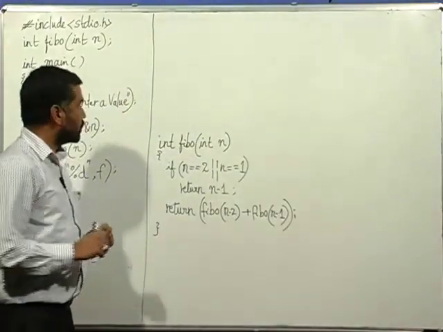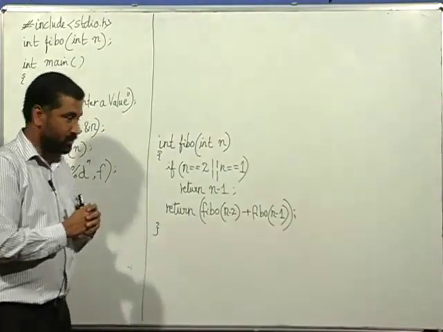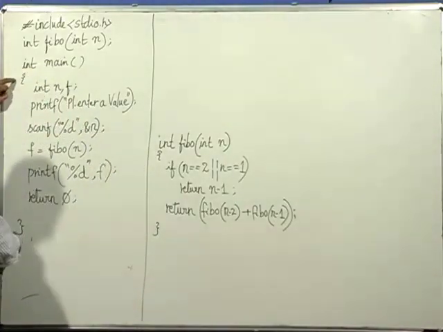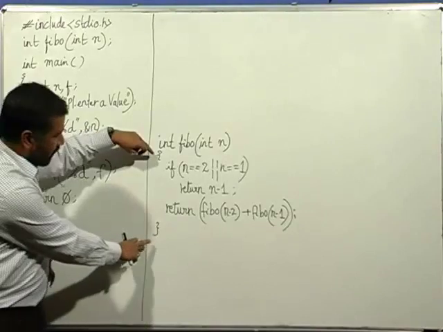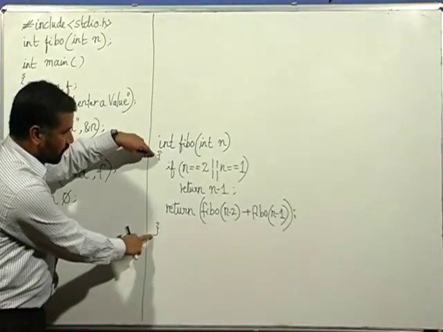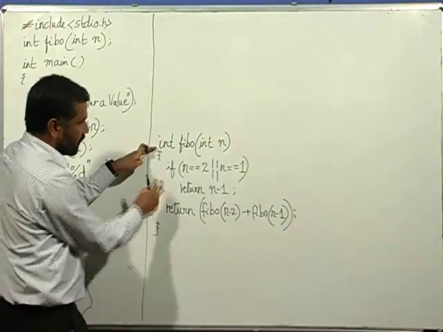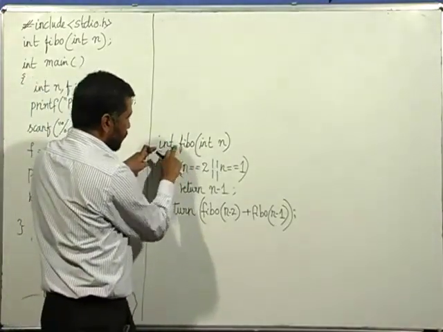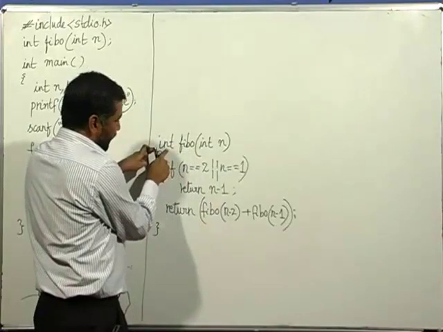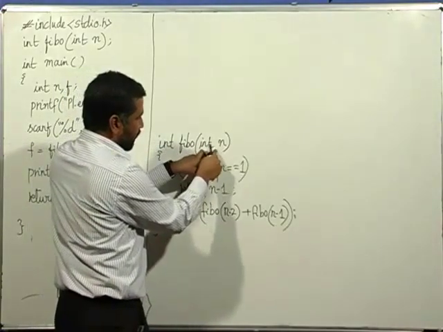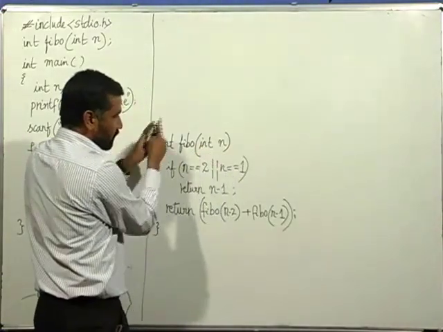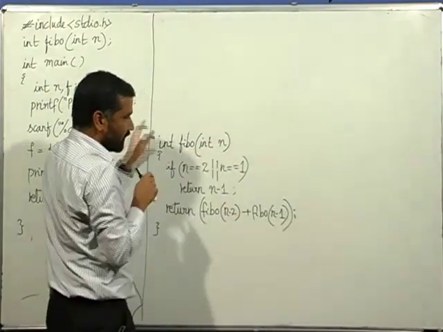Now I want you to see the organization of the functions. Main function starting here, ending here, a small recursive function to find out the Fibonacci number of a given value n. As you can see here, the function is named Fibo and it returns an integer value, receives one integer value n, and what it returns is the nth Fibonacci number.